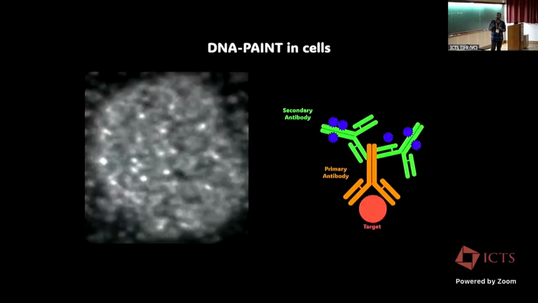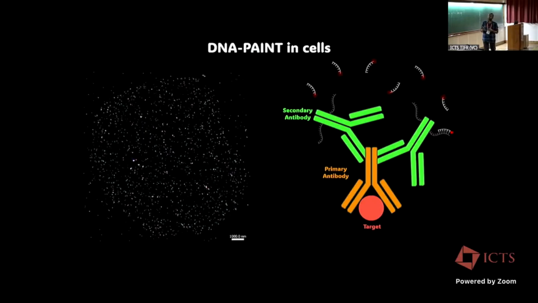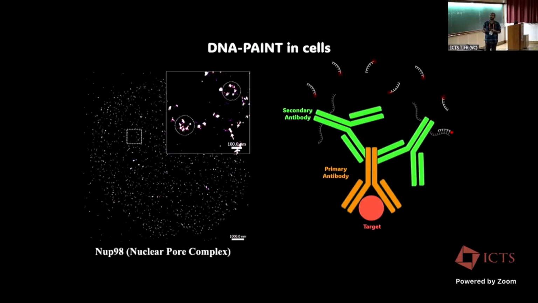So now let's look at how DNA-PAINT works in cells. What we are looking at here is a nuclear pore complex image, which is stained by conventional immunofluorescence staining, where you have a primary antibody and a secondary antibody carrying the fluorophore. Now, if we were to replace the fluorophore with a DNA strand and then do DNA-PAINT, you can immediately see that we are now able to see individual NUP98 molecules in this nuclear pore complex. And the fact that we're able to see all these individual proteins together says that we have a resolution on the order of 20 to 30 nanometers.